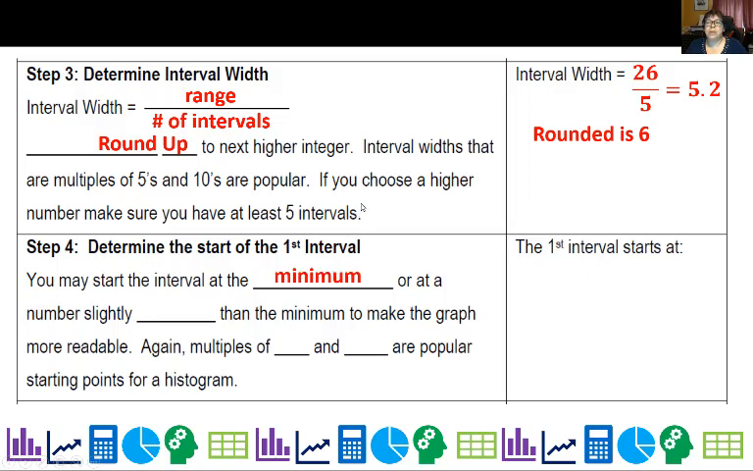And most times you can start it at the minimum. Most of the time when I'm using WebAssign, it automatically picks the minimum. Or I personally prefer a number slightly lower, like 0 in this case. So again, multiples of 5 and 10 are popular starting points for a histogram. In this case, the min is 1, and I'm going to go ahead and stick with 1. But I could have used 0 if I wanted to. I'll show you what that looks like.